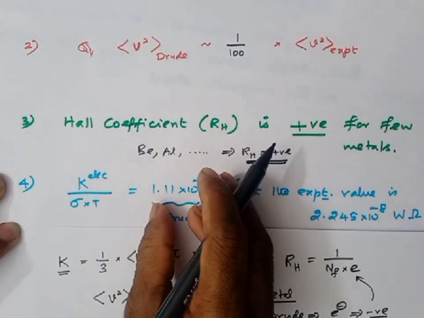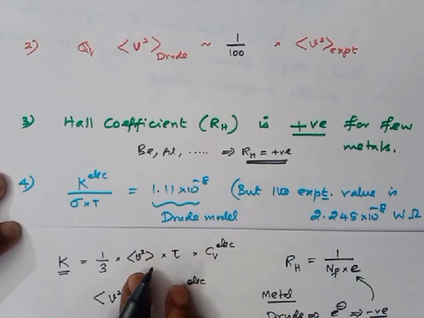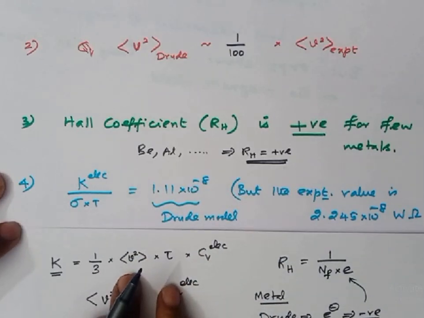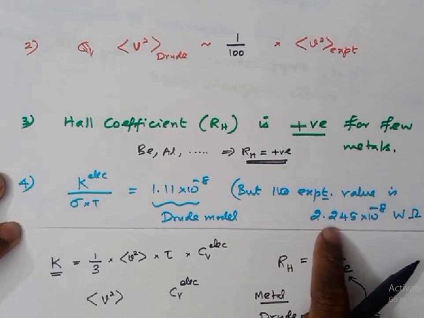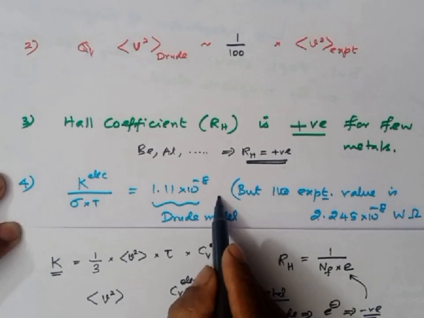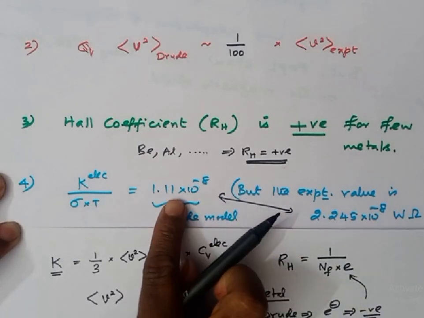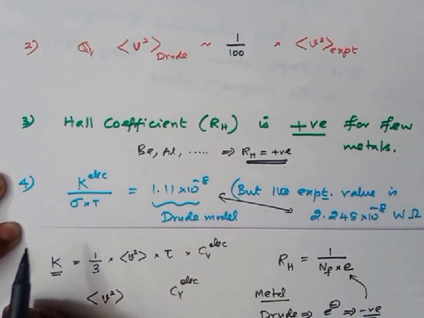Yes, it is a constant. Okay, so people thought that this model is a successful model. But if you observe the value carefully, the experimental value is actually 2.245 into 10 power minus 8. Right? If you compare these two values, see, the Drude prediction is almost half the experimental value or experimental constant.